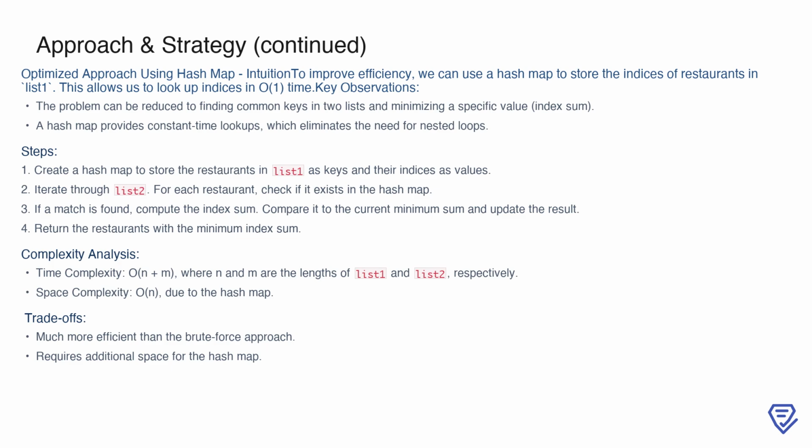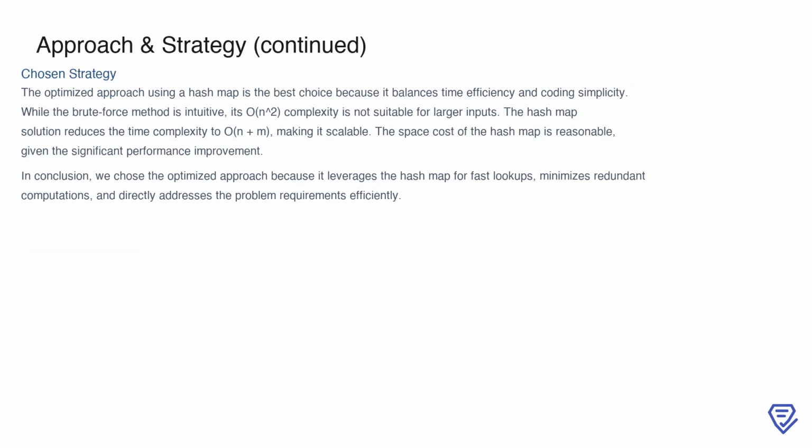of the two lists. While we do use additional space for the hash map, the trade-off is worthwhile for the performance gain, making this approach much more scalable and efficient for larger inputs. Ultimately, the optimized approach using a hash map stands out as the best strategy for solving this problem.